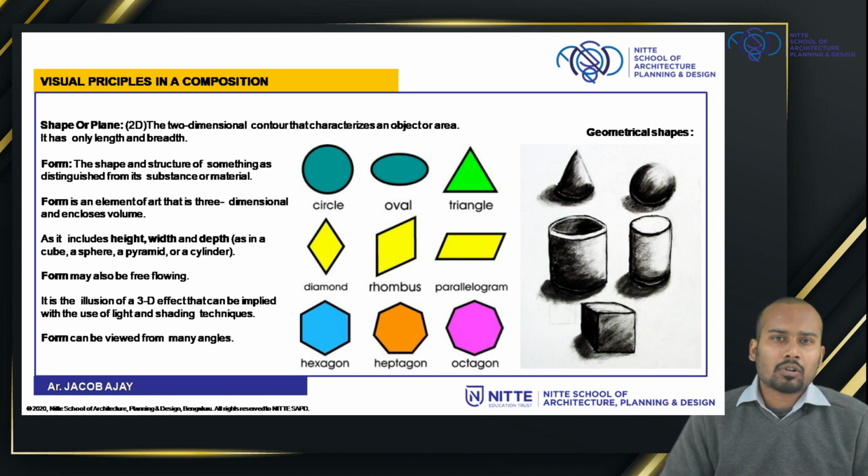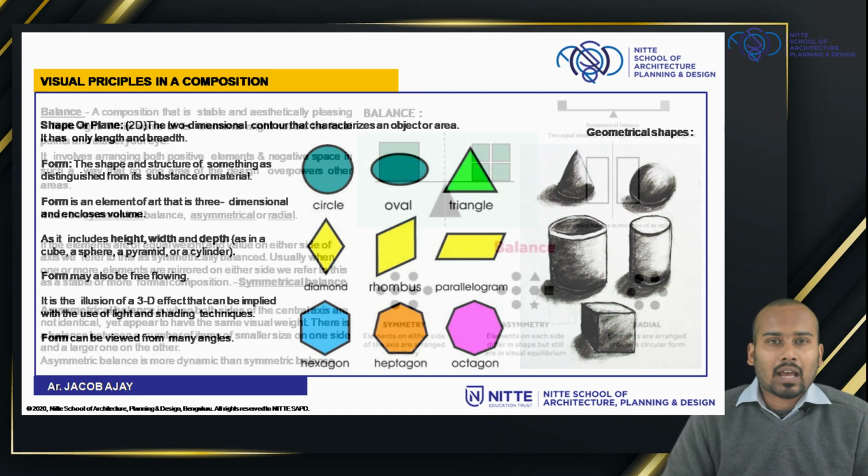So what is a form? A form is a three-dimensional one, and it's also a part of the elements of art, and it also encloses volume. It has three things basically: length, width, and depth. Examples of form can be cube, cuboid, cylinders, pyramids, etc. So form can be free flowing also, and it can be viewed from many angles.